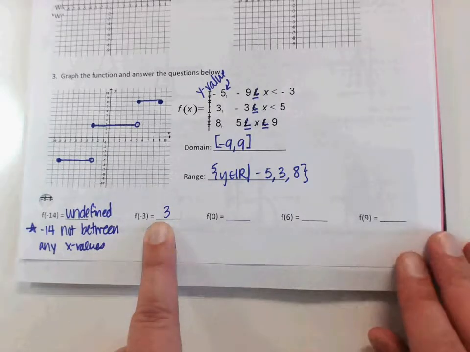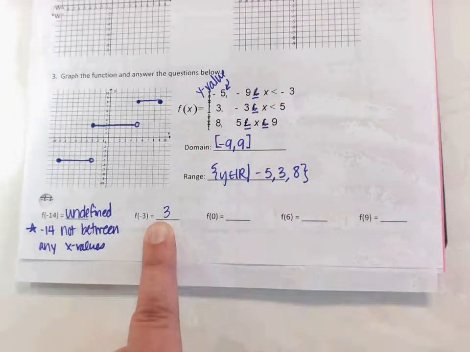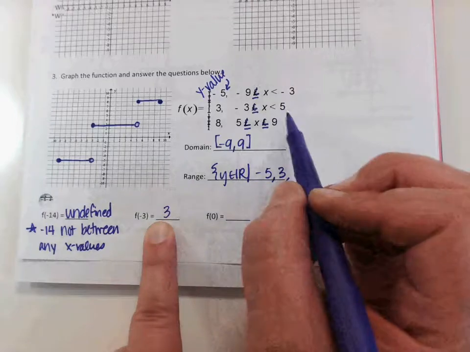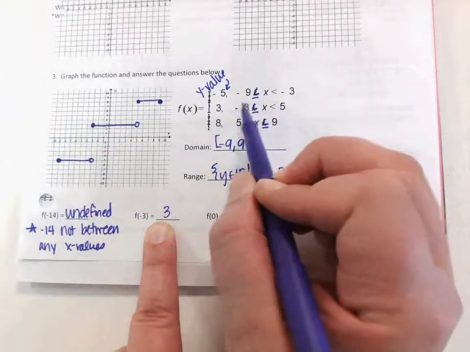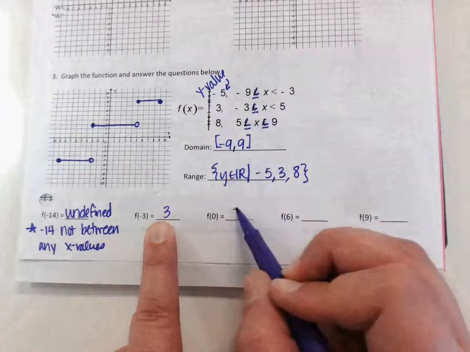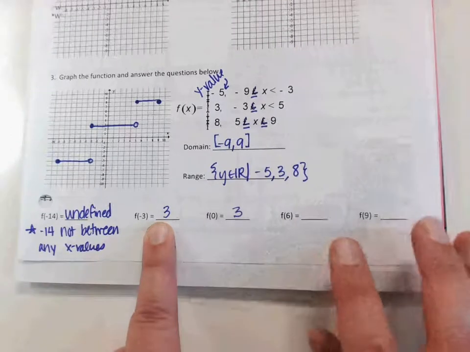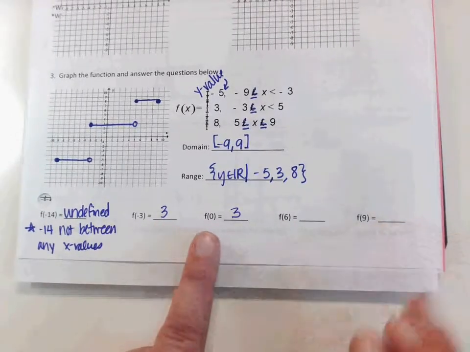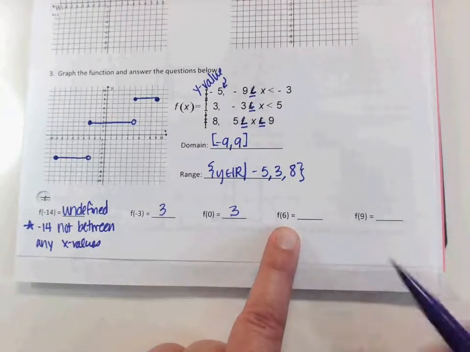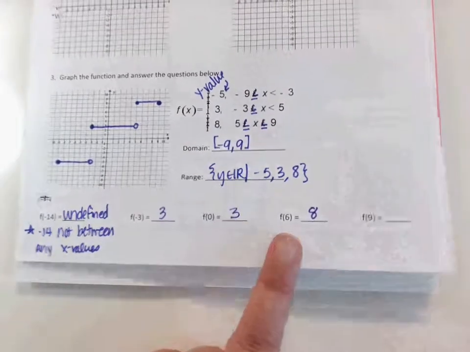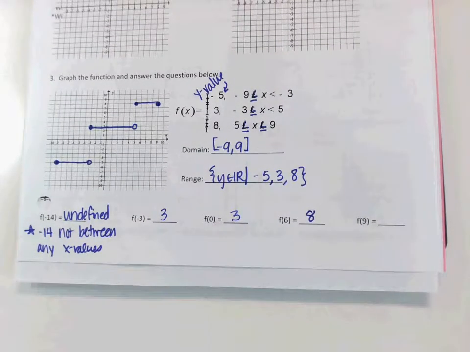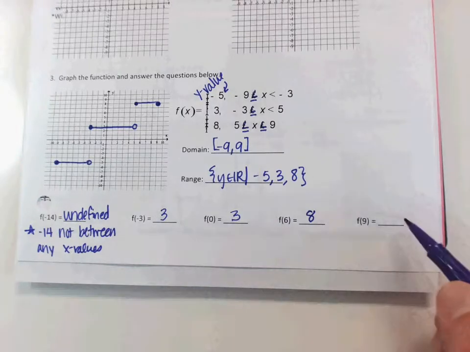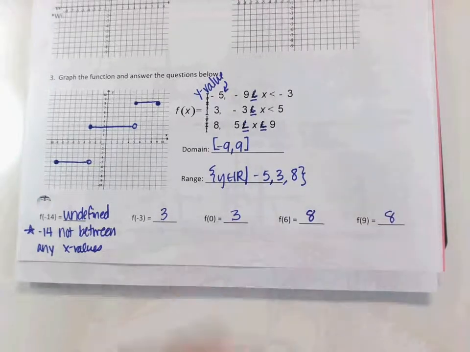0, where does 0 fit between? Top, middle, or bottom? Middle. Okay, 0 is between -3 and 5, so what y value do I pick? 3. One more like that, f of 6, where does 6 fit between? 8. It's going to go in 8 because it's between 5 and 9. Then last one, f of 9, where do we put for that? 8. That's going to go in the bottom chunk. Make sense?